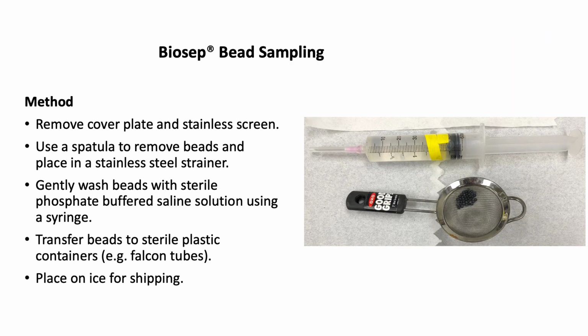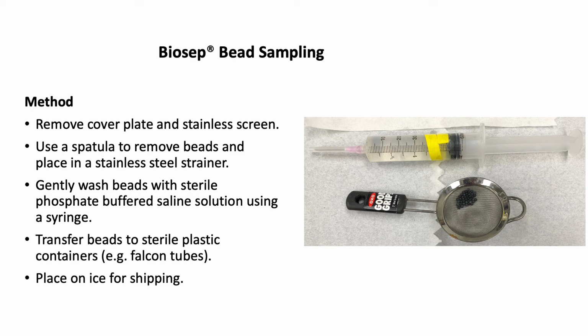In order to sample the bioset beads, the cover plate is removed, and the stainless steel screen covering the bioset beads is removed. The beads are removed using a spatula and placed in a sterile stainless steel screen. The screen can be cleaned between sample cells using ethanol.